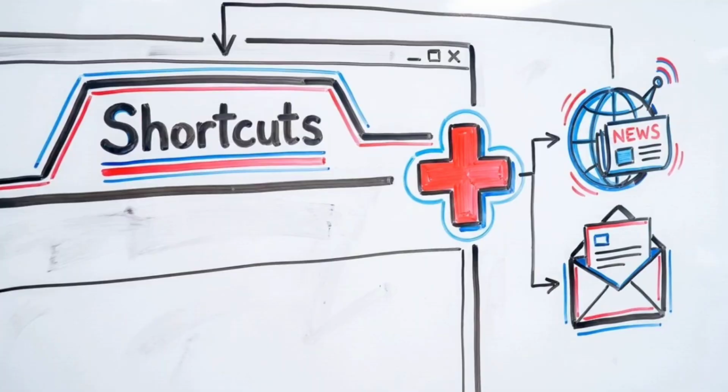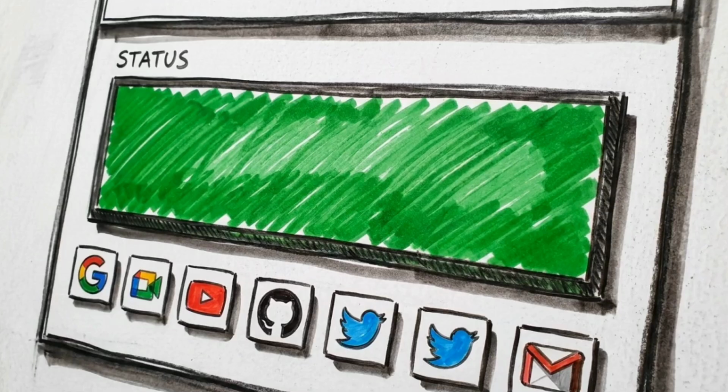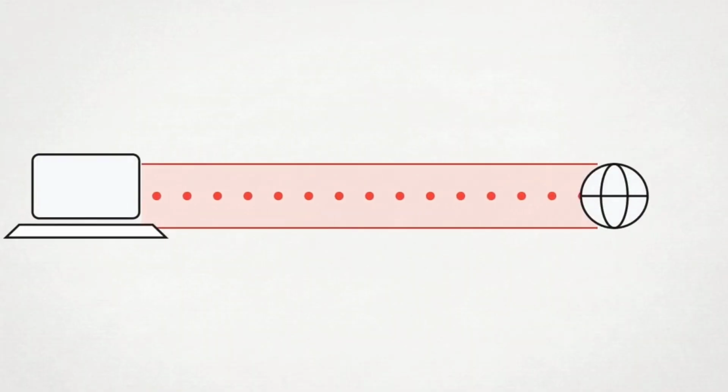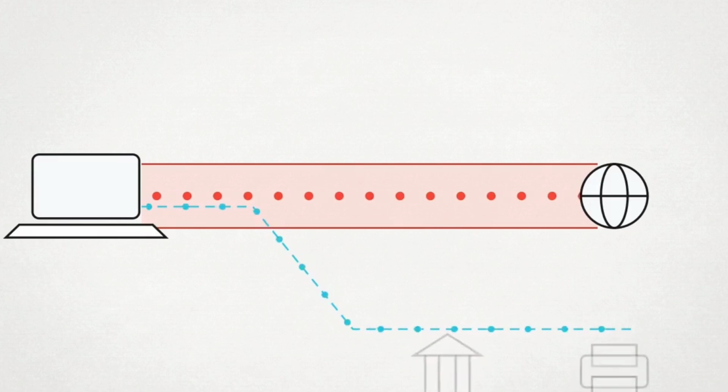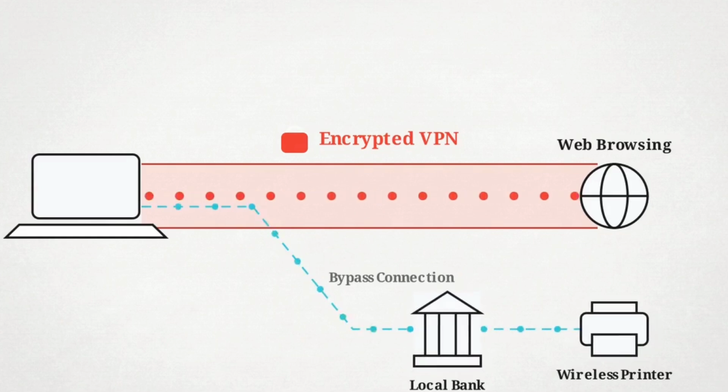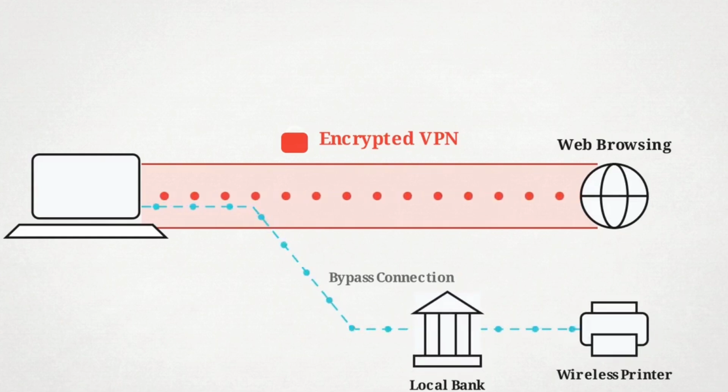Under the Shortcuts tab, you can add your most visited websites. This allows you to launch them directly from the app as soon as your VPN connection is established. Back on the General tab, you'll find Split Tunneling. Split tunneling lets you choose which apps use the VPN. This is useful if you want to keep your web browsing encrypted, while allowing specific apps like local banking or wireless printers to bypass the tunnel for better compatibility.